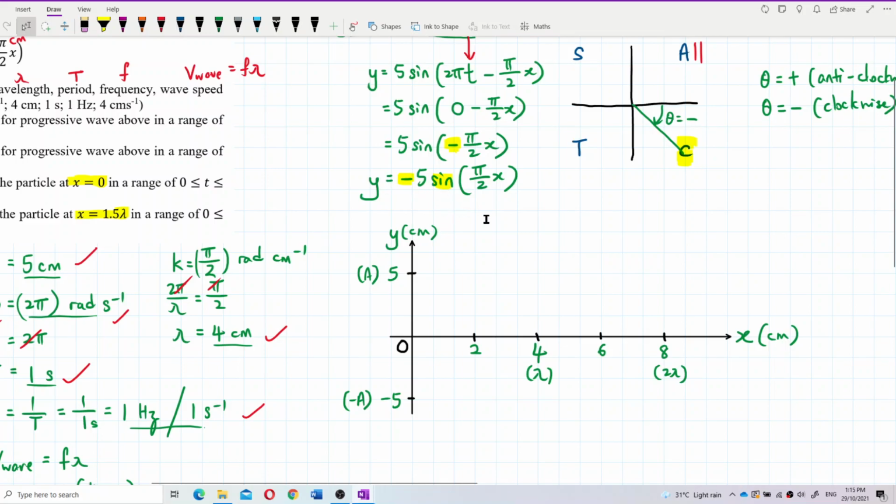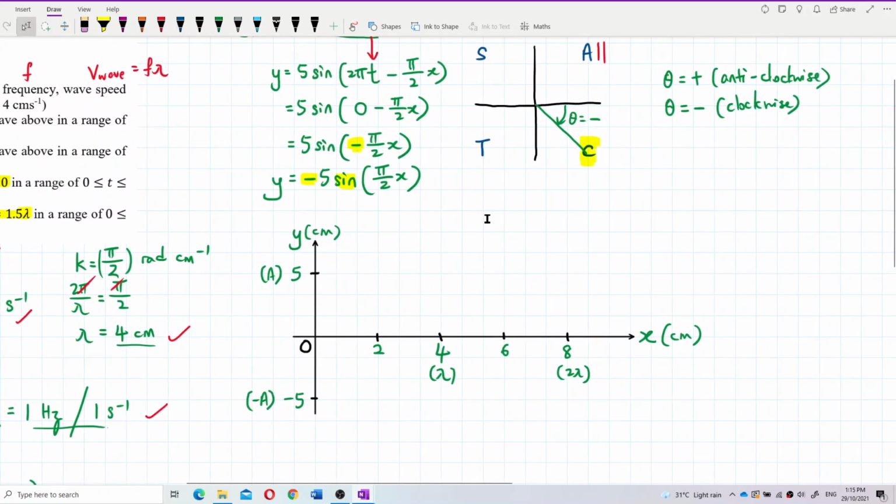Once I finish this, I draw a negative sine graph. A sine graph is like this. This is a sine graph. So it becomes a negative sine graph. It becomes this way.